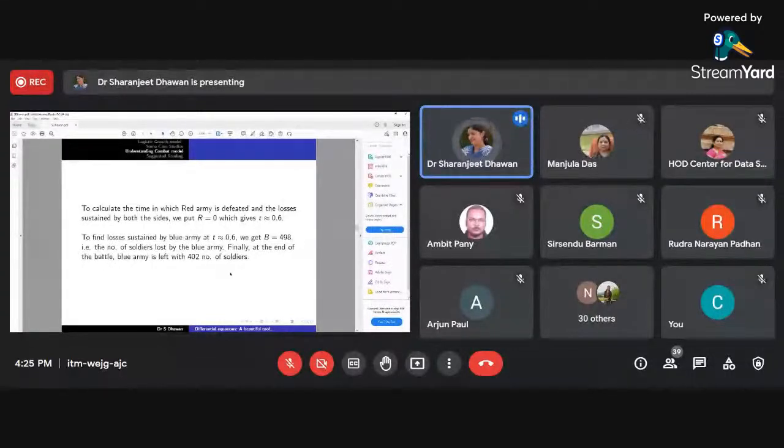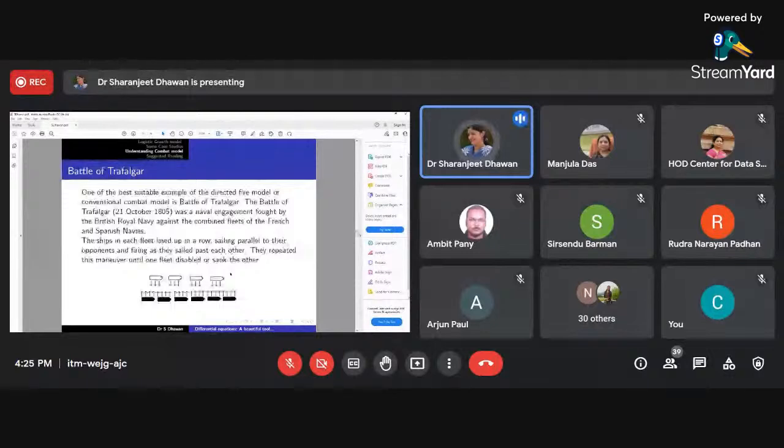Actually, a similar type of famous battle is the Battle of Trafalgar, one of the best suitable examples for this type of discussion. The Battle of Trafalgar was a naval engagement fought by the British Royal Navy against the combined fleets of the French and Spanish navies. We can see in the figure that the ships in each fleet line up in a row. These are the fleets. One is on this side and the other one is on this side. They are represented with the help of white and black colors, sailing parallel to each other.